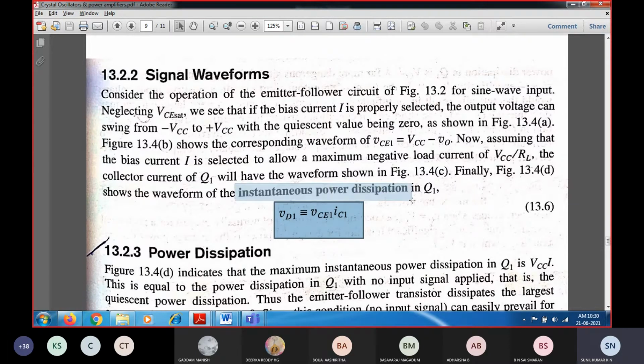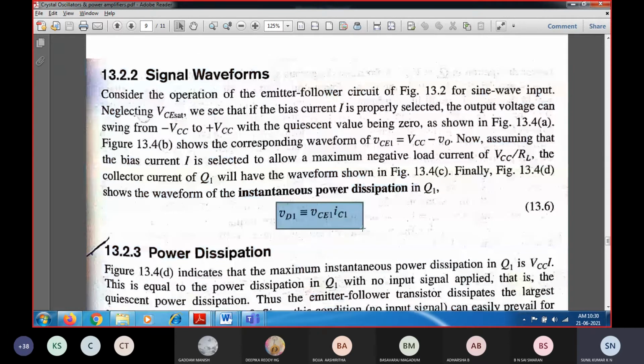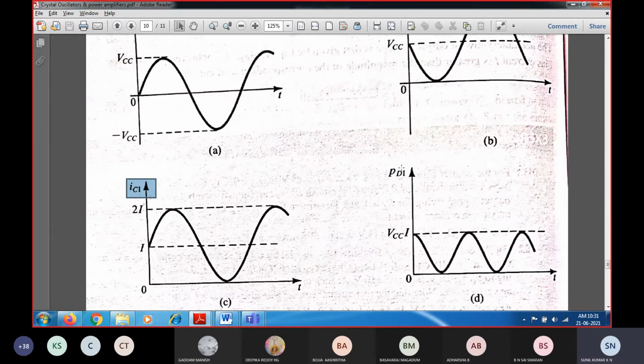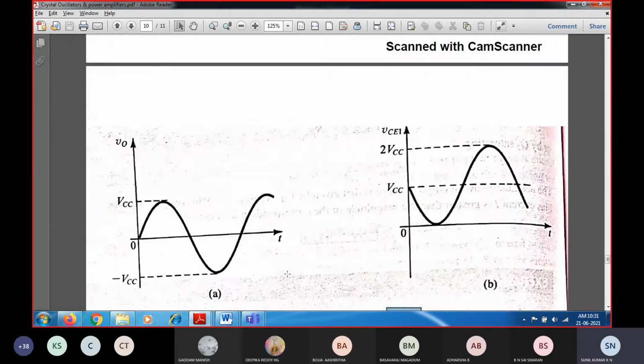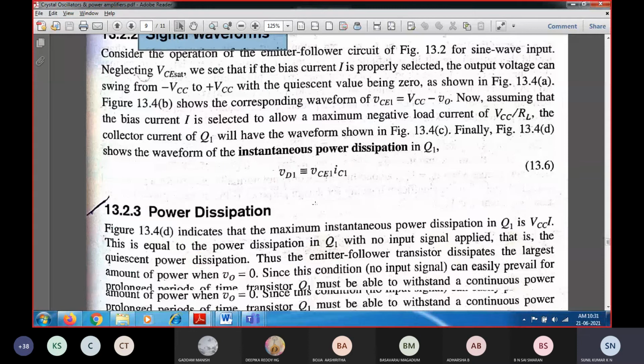We represent it as instantaneous power dissipation because for a given circuit, we are going to give an input signal, which is a sinusoidal signal, which is nothing but an AC signal. Along with that, a DC biasing condition has been done. So the power dissipation is also called instantaneous power dissipation, which is given by PD1, which is nothing but the multiplication of VCE1 and IC1. So this is the signal waveform. Multiply VCE1 with IC1, and you will be getting the power dissipation PD1. This is the instantaneous power dissipation which has been given here. So this is about all the signal waveforms for a class A amplifier for a common emitter follower configuration.